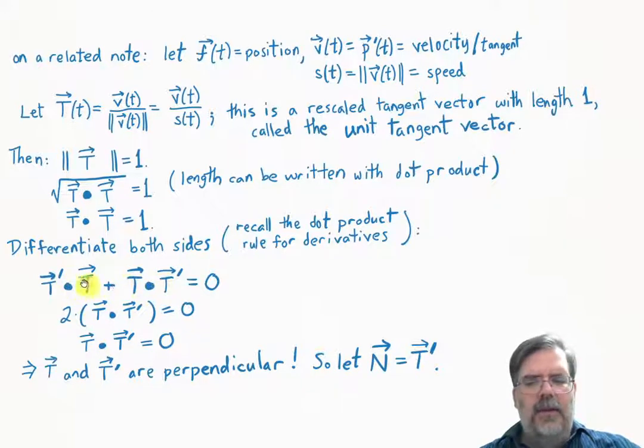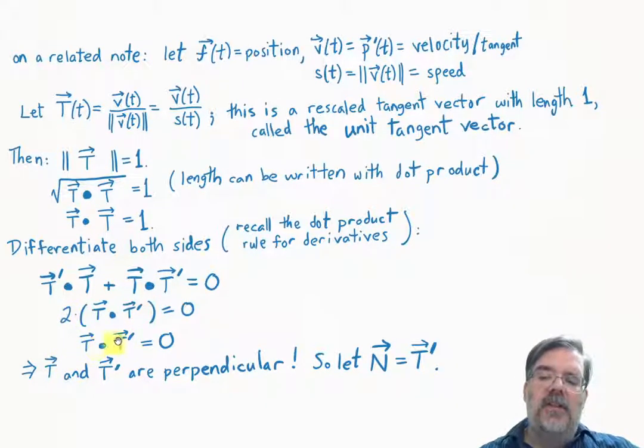Now, these two dot products are actually the same thing, right? T prime dot T is equal to T dot T prime. So we really have the same quantity twice. So 2 times that quantity equals 0. And we can simplify this equation by dividing both sides by 2, which gets rid of the 2 from the left-hand side. And we're left with T dot T prime is equal to 0.